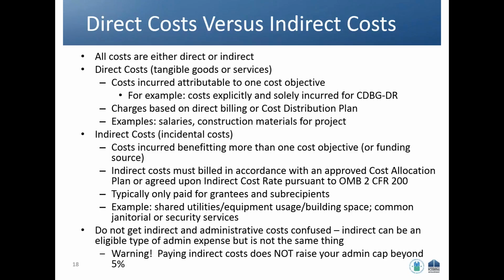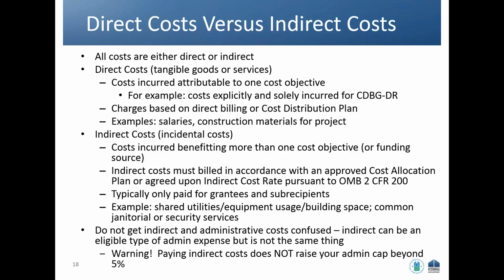Okay? So it's not serving more than CDBG. It's not serving CDBG plus FEMA or CDBG plus all of your housing programs or whatever it might be. It is specifically attributable to CDBG-DR. And how you're going to know that will be based upon the documentation, right? We talked about the billing, we talked about the backup documentation, and so forth. You're able to document that particular cost directly and solely related to it.